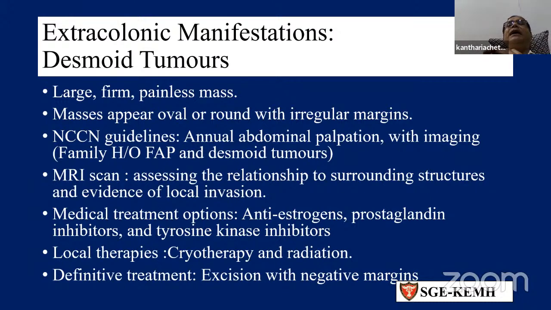As per NCCN guidelines, this group of patients requires annual clinical examinations in the form of abdominal palpation and imaging, especially patients who have a history of FAP and desmoid tumors. MRI is the best imaging modality because it helps you assess the relationship with surrounding structures and determine local invasion. You can treat them medically with anti-estrogens, prostaglandin inhibitors, and tyrosine kinase inhibitors. Local therapies like cryotherapy and radiation have also been advocated. However, the definitive treatment remains surgical excision with negative margins.